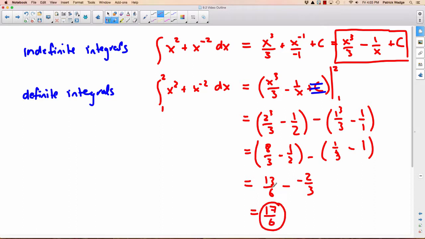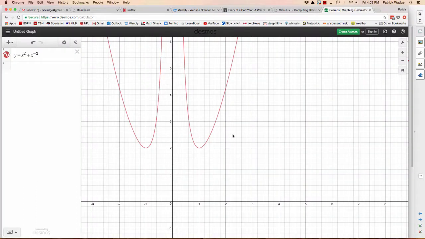Why am I showing this? Who cares? It's just some weird thing. Because I want to show you what this actually means. What we've found is, if we were to draw this function, I'm going to show you what it looks like in just a second. If we were to draw this function right here, okay, maybe I'll go to it right now. Here it is. This is that function.